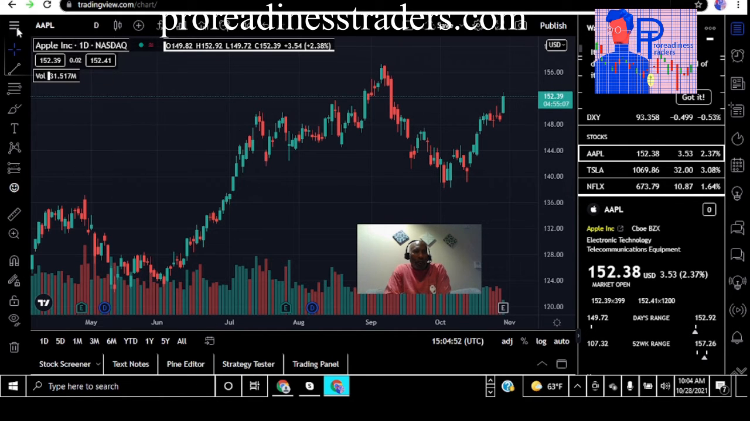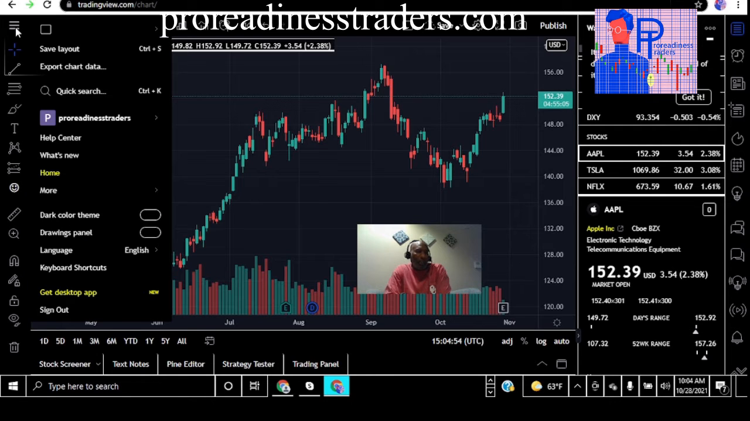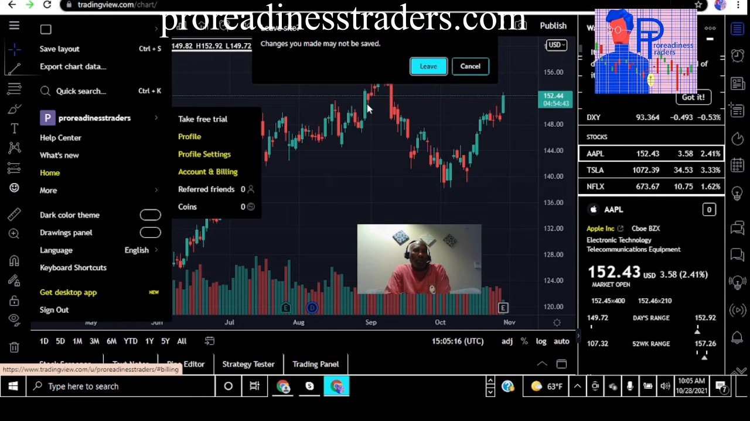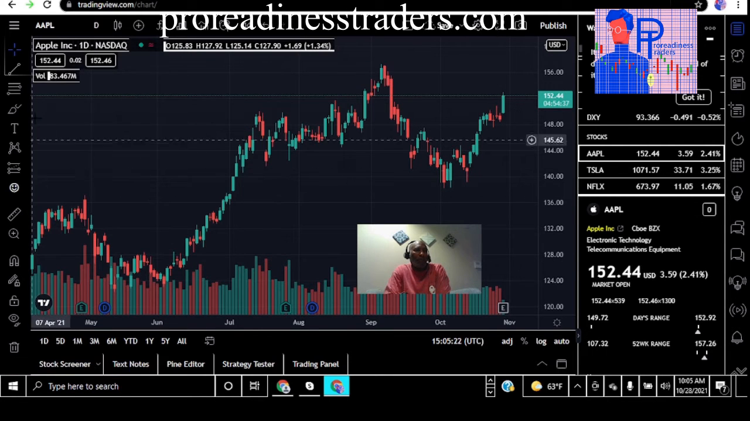Up here is pretty much the home plate where you can do a lot of things: color, language, keyboard shortcuts. I don't think you need to worry about anything but sign out and color theme right here. If you want to look at your profile and account billing, that's good too. You can click right there and it'll tell you where you are in terms of your billing, but it might take you to another window, so we're not going to do that.